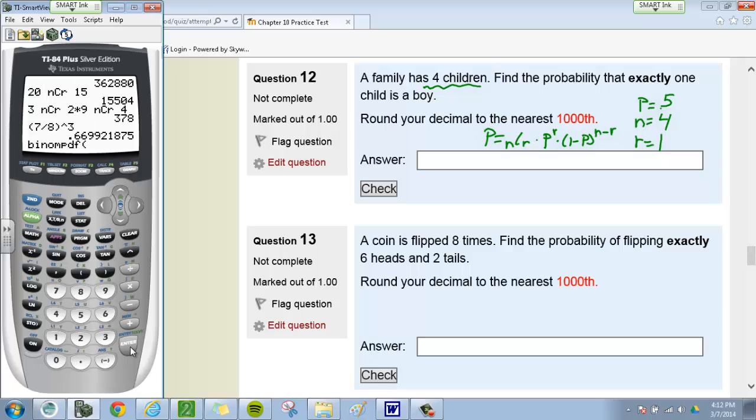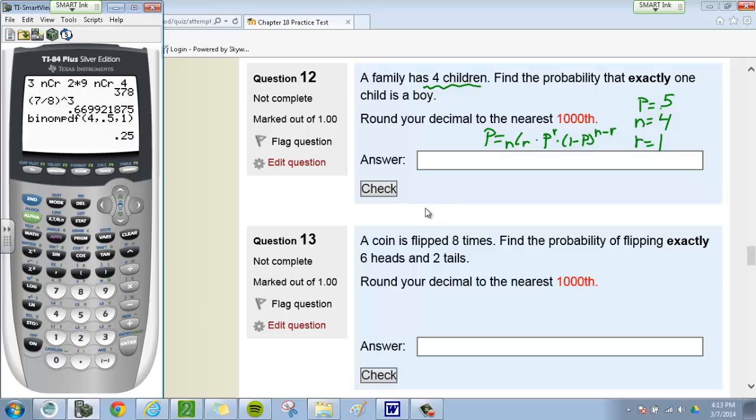The first thing you put in there is the number of trials, your N. So you put 4 in there, and then you push a comma. Then you put the probability of a success, which is 0.5. Put a comma again. How many successes do you want exactly? You want 1 success exactly. Close that off, push enter, and the probability of this happening is 25%.